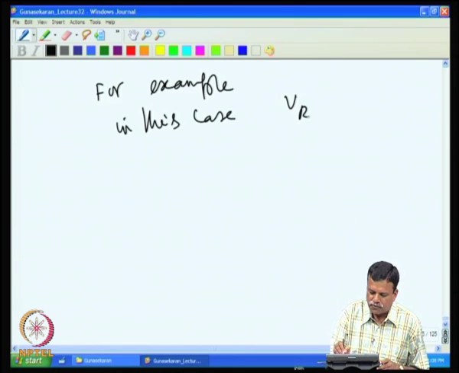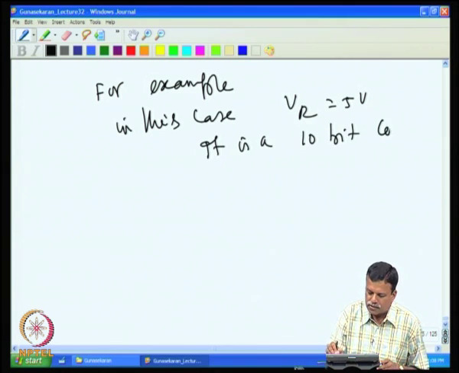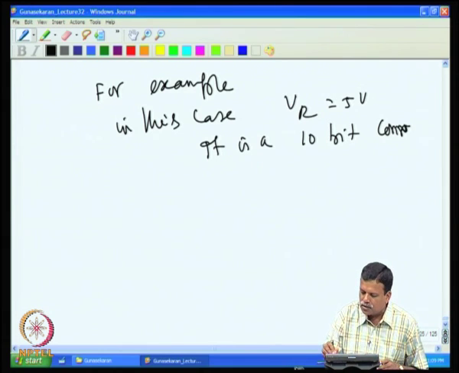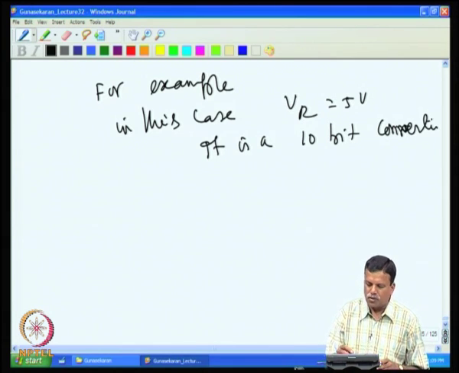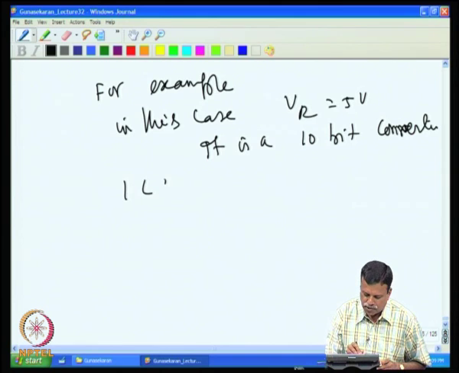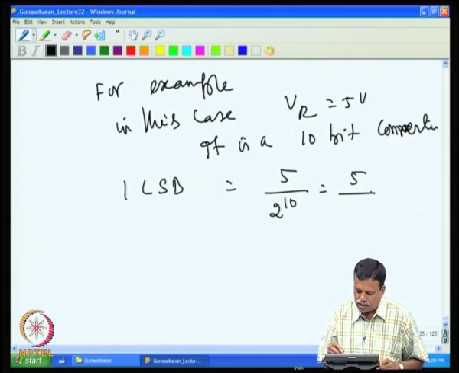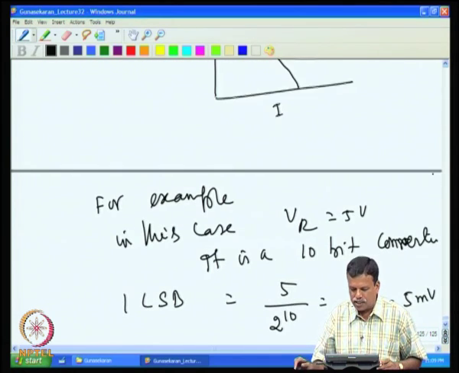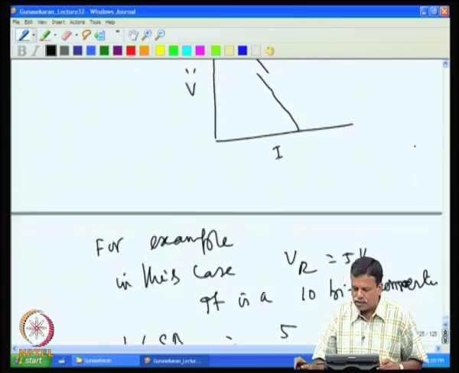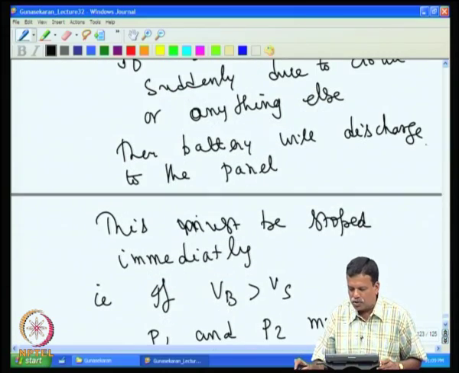V reference equal to 5 volt. It is a 10-bit converter. So one LSB would be 5 volt divided by 2 power 10. That will be 5 volt divided by 1024, that is about 5 millivolt. That is, one LSB is equal to 5 millivolt at the input of the microcontroller.